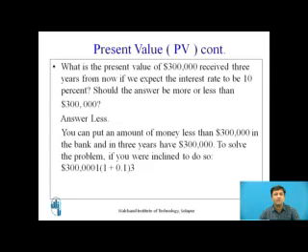To solve the problem, $300,000 divided by (1 plus 0.1) raised to 3, the answer comes out to be 225,394. So the present value is 225,394 if we invest right now in the bank for 3 years at a rate of interest of 10%. We will be receiving $300,000 after 3 years.